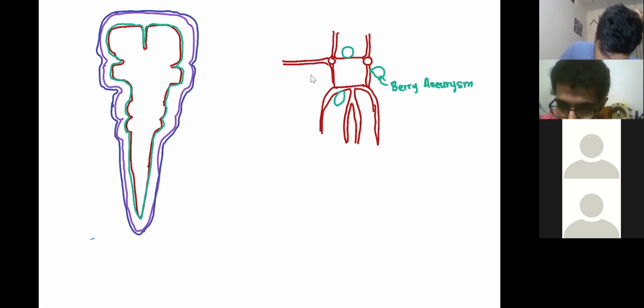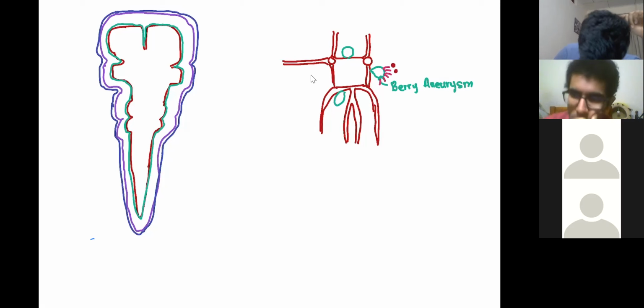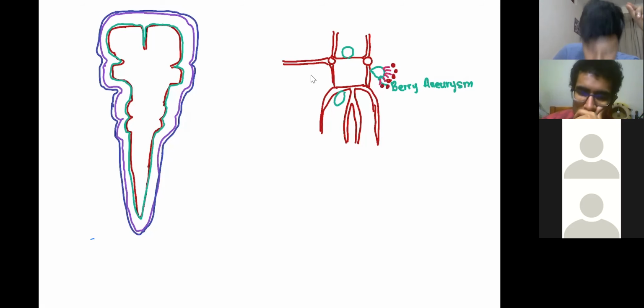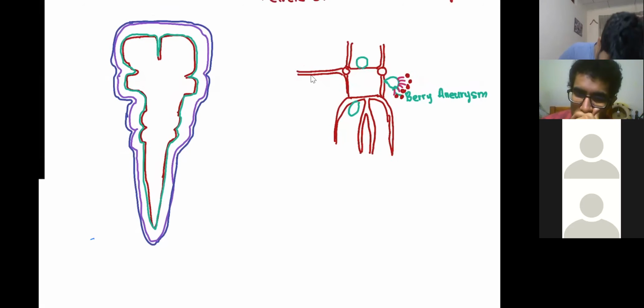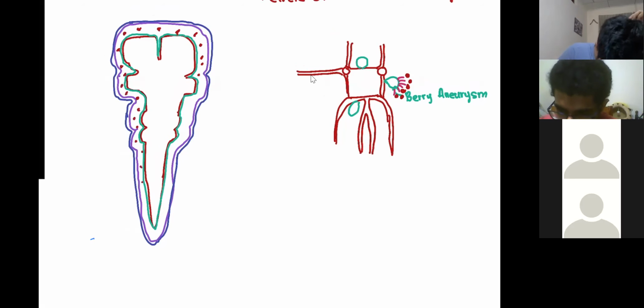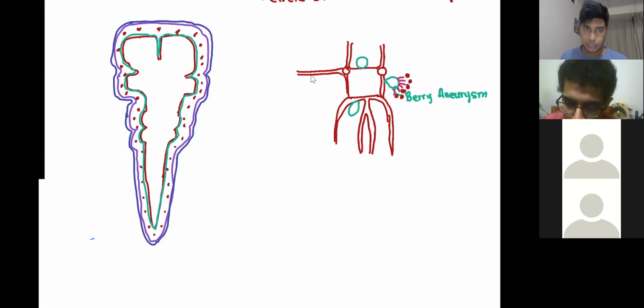If that ruptures, I will draw blood in red as circles like this. Blood will leak into the CSF. That is obvious. It has ruptured, and now you get blood in CSF. Okay, I hope you understand this. How do you diagnose these patients?